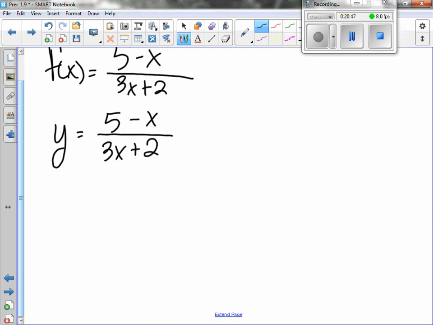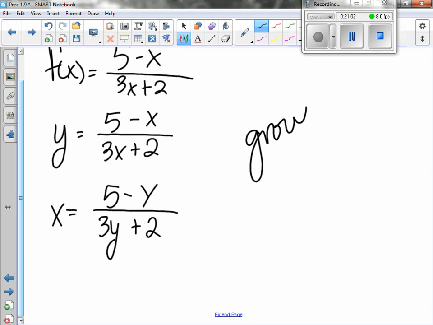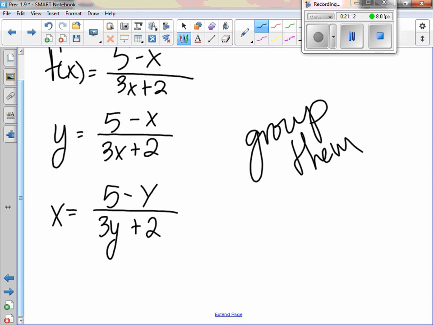Then we would do what? We switch x and y. Now, whenever we get to this point and there's more than one y, you need to group them together. You got to group them together. Because what we're going to do next is we're going to get the y's out of everything out of the denominator, out of the bottom of this fraction. So what that means is on both sides, I'm going to multiply it by 3y plus 2.